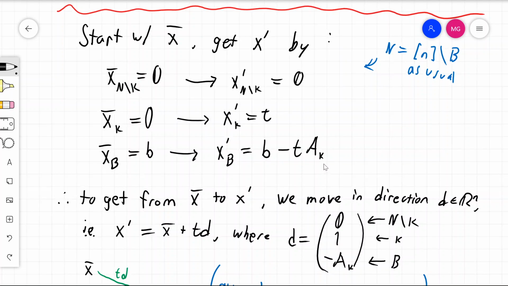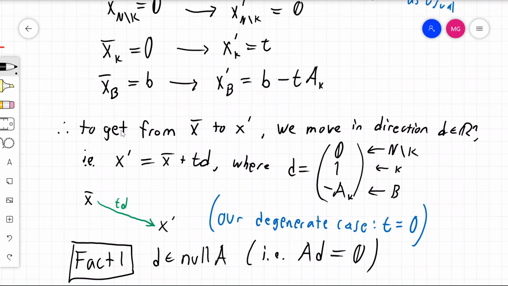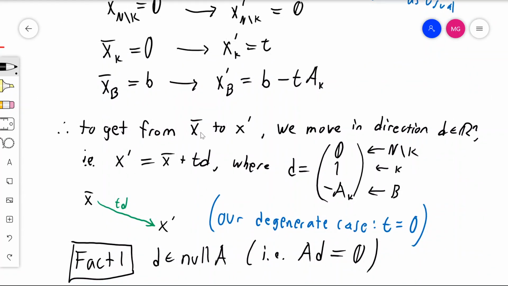Okay, so the reason I just wrote that out is because to get from x bar to x prime, you imagine these as points in space. And so you have to move in some direction to go from this point in space to this point in space. And so you're moving in some direction, and by direction I mean it's a vector d in Rn, same dimension of space. In other words, I'm writing x prime as x bar plus td. So x bar is some point in space here, and then I add on this vector td, and that takes me to x prime. So I'm moving in the direction of d, and I'm scaling by t.